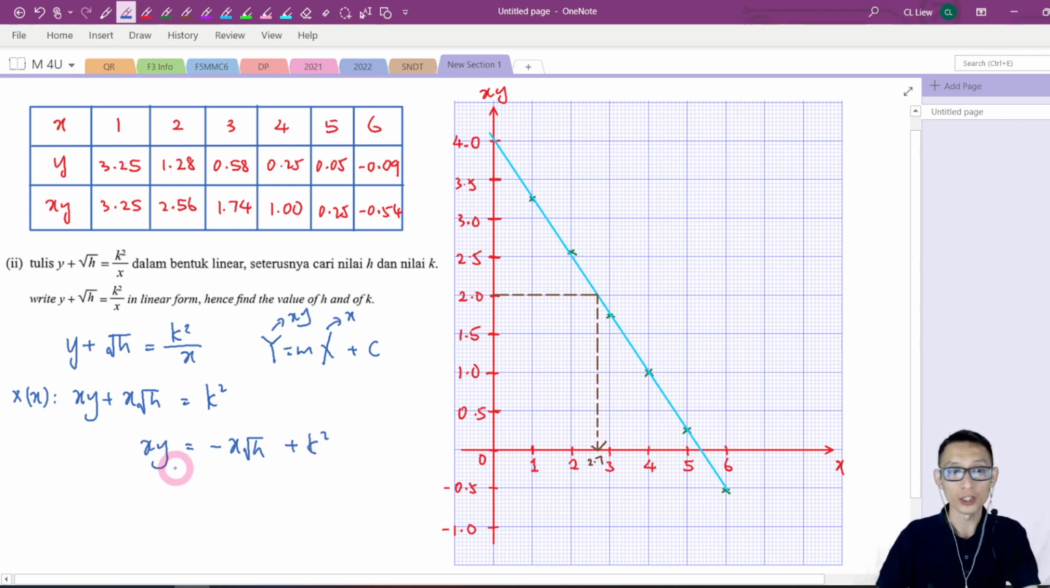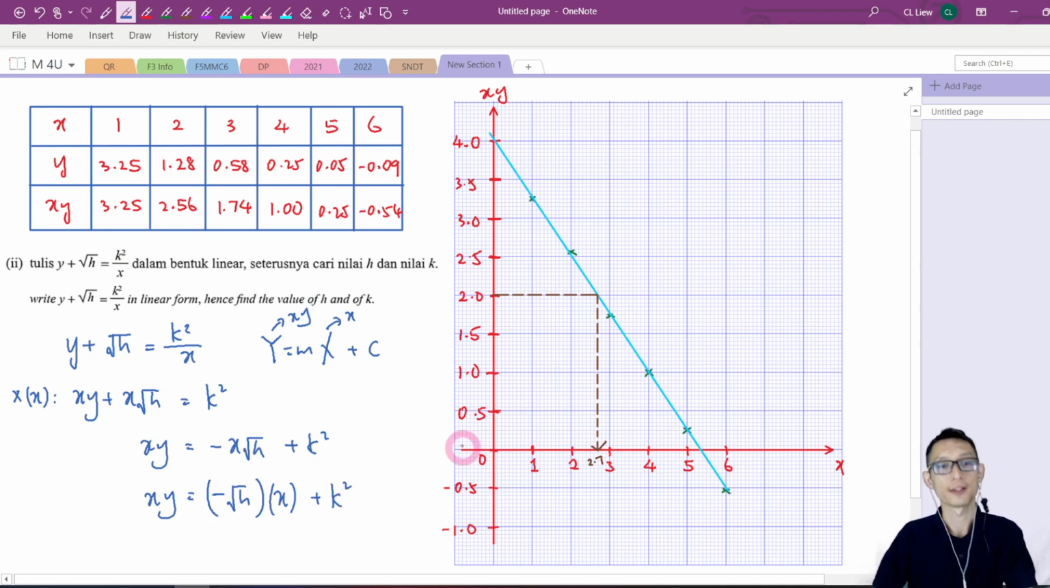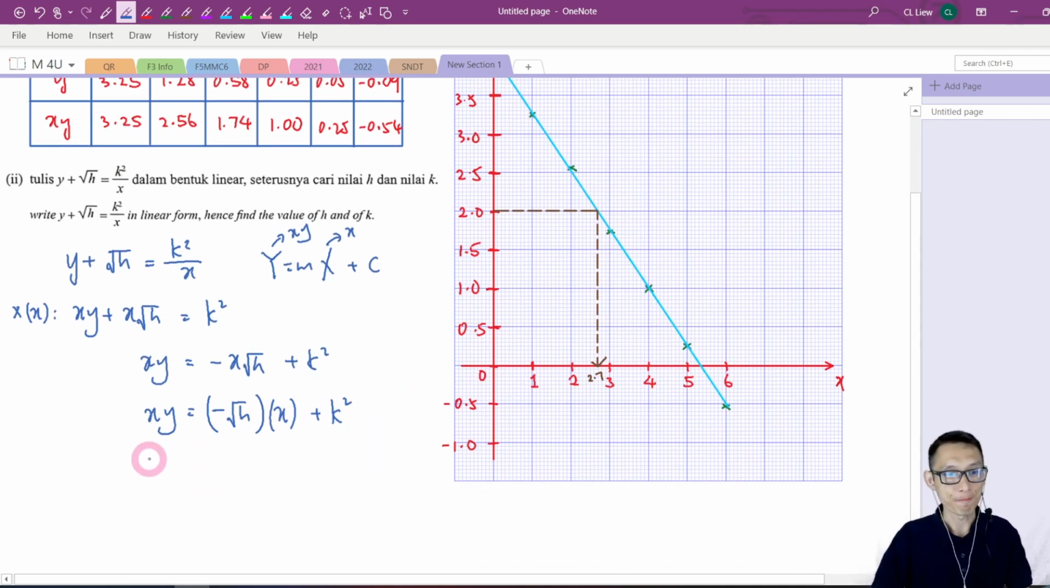So I'm going to rearrange all the terms here nicely in the form of y equals mx plus c, so that it is easier for us to compare later. So this one, I notice that the graph has a negative gradient, right? So I'm going to do it this way. Okay, so this is y equals mx plus c.